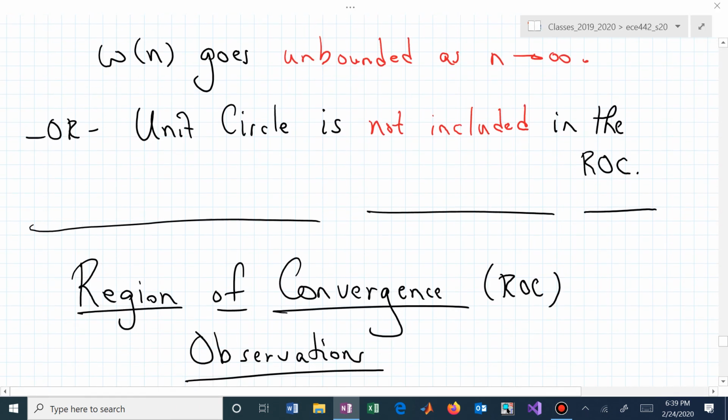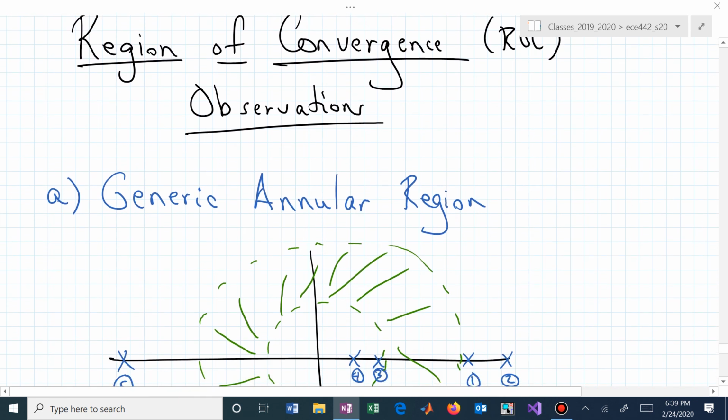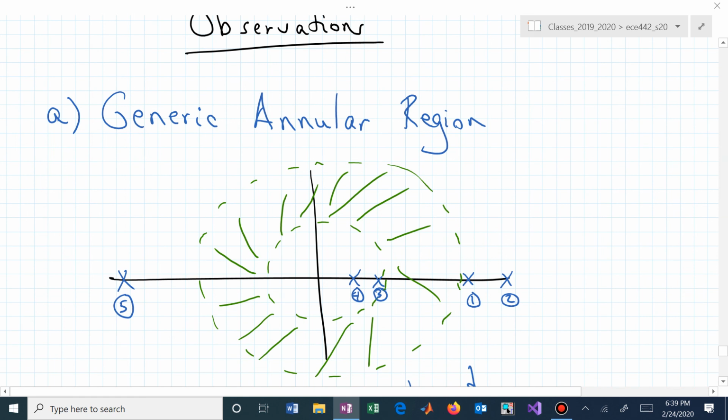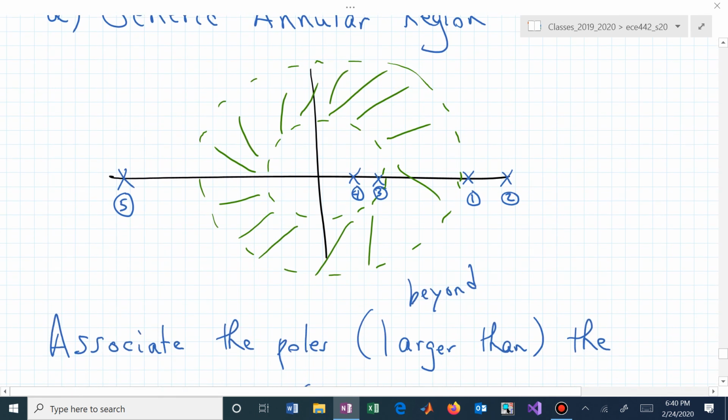All right, now you're experts. Let's look at a generic annular region and see what you can conclude. Here are some observations. I have 5 different x's labeled 1 through 5, and I have an annular region of convergence. And I probably just broke my stylus, so we may be finished. But let's see. Now, how do we do this?